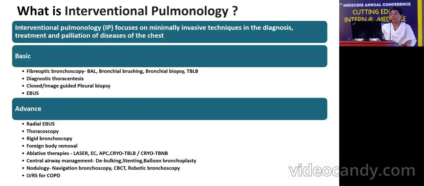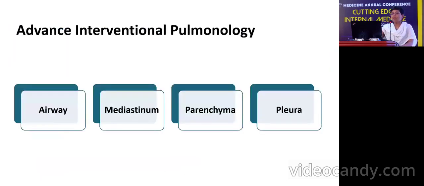What does interventional pulmonology mean? It basically focuses on minimally invasive techniques for the diagnosis, treatment, or palliation of multiple diseases of the chest. Now, this branch has come up in a big way in the last decade. It is divided into basic and advanced. Basic is like bronchoscopy, BAL, biopsies, diagnostic thoracentesis, EBUS, and closed or image-guided pleural biopsy. When we talk about advanced, it is more focused on complex diagnostic procedures and mostly on palliative and therapeutic approaches. So I've divided it into 4 columns: airway, mediastinum, parenchyma, and pleura. And let's see how it is making a difference in the life of the patients.